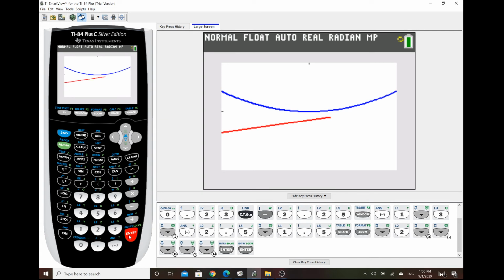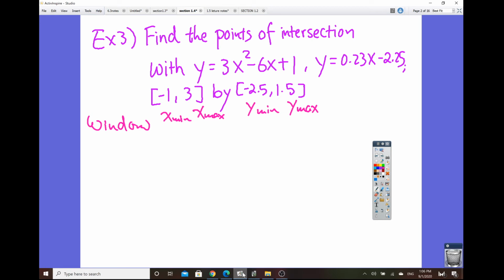So what do you guys notice? There's no point of intersection. So that means for this one, there's no solution. So the symbol for no solution, that means it's considered the empty set.